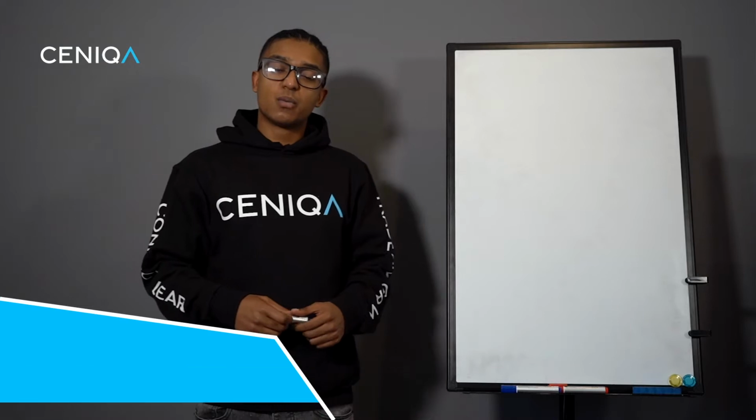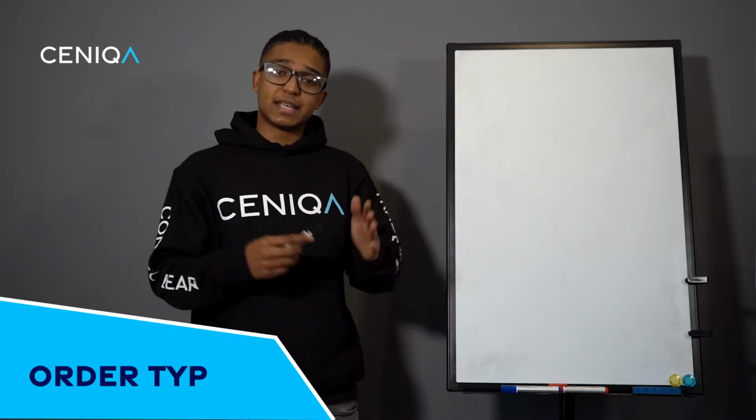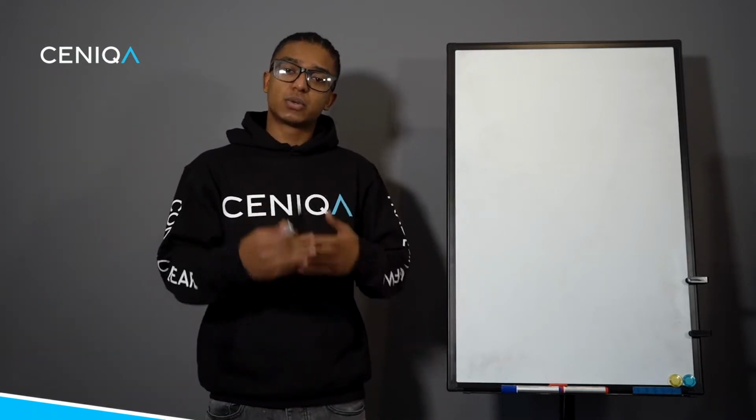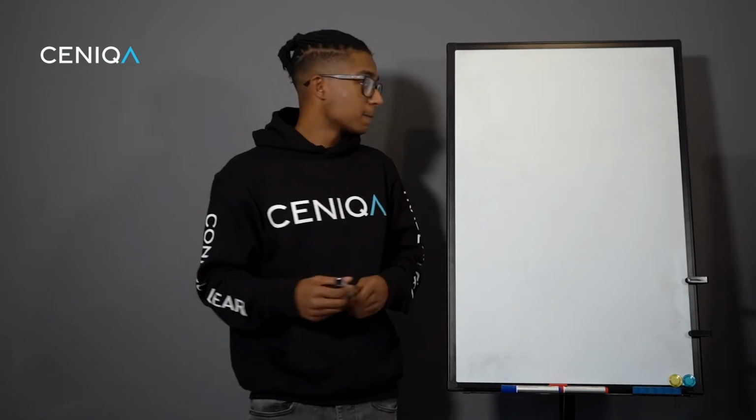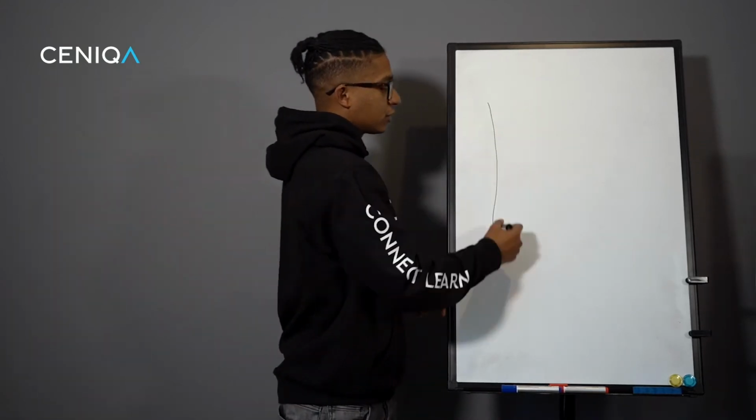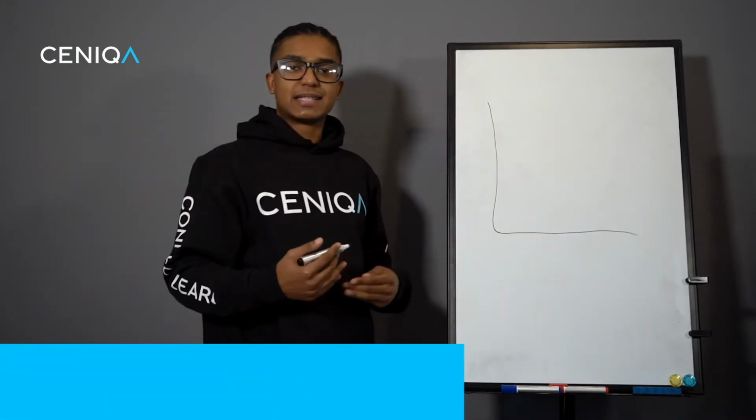In this module, we're going to talk about order types. We've spoken about buy trades and sell trades before, but let's talk about orders in more detail. So the first order type is known as an instant market execution order.